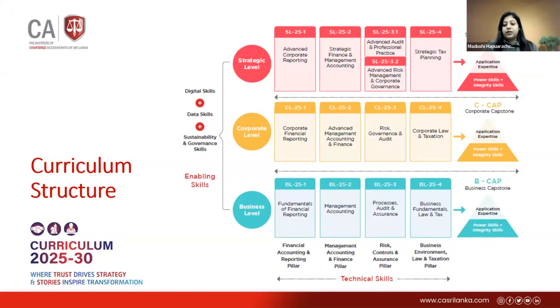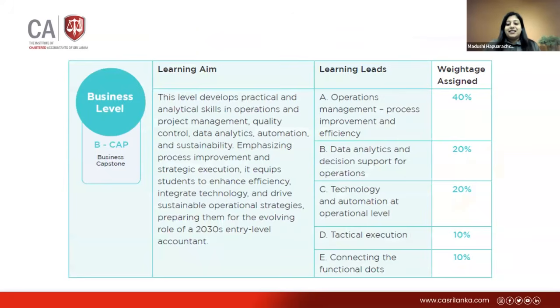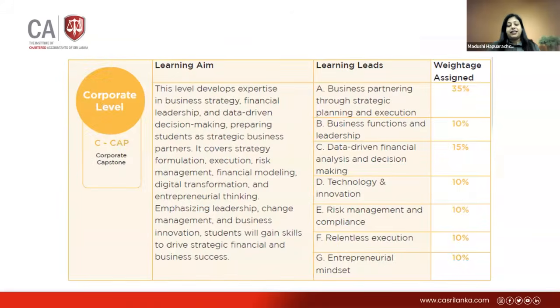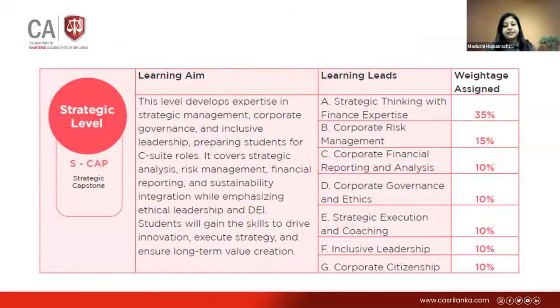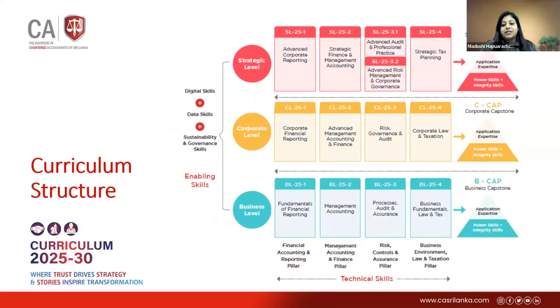And in the capstone, apart from the skill development part, there will be a pre-seen and there will be an unseen. So the details will be explained later in this discussion. Apart from the power and integrity skills, there's the application expertise part, which is the paper-based examination we are focusing on. That will be conducted in June and December. So the business capstone examination is the final examination.